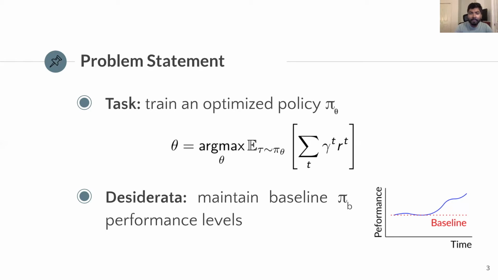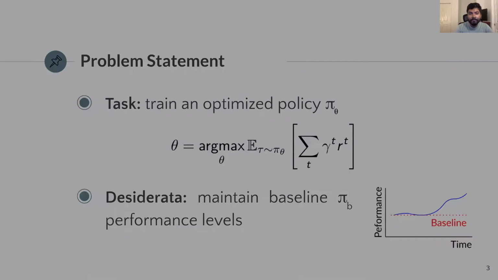Our goal is also represented by the blue line in the plot. It shows the performance of the policy being executed in the environment. Notice that the performance never goes below the baseline and improves eventually. Just a quick note, throughout this presentation, I may use the words policy and controller interchangeably.